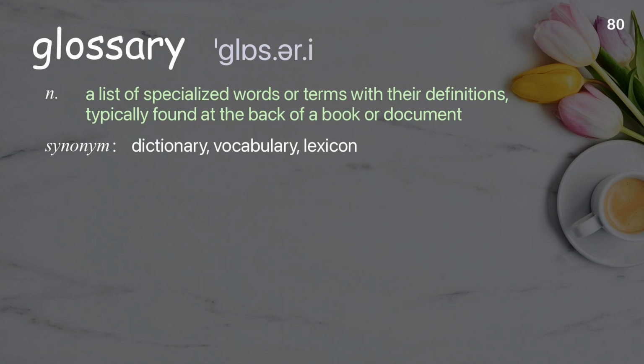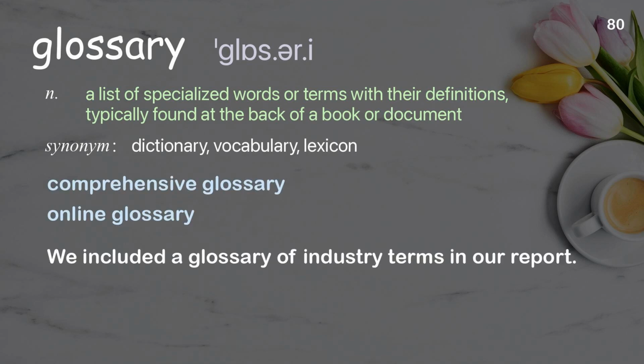Glossary. A list of specialized words or terms with their definitions, typically found at the back of a book or document. Examples: Comprehensive glossary. Online glossary. We included a glossary of industry terms in our report.